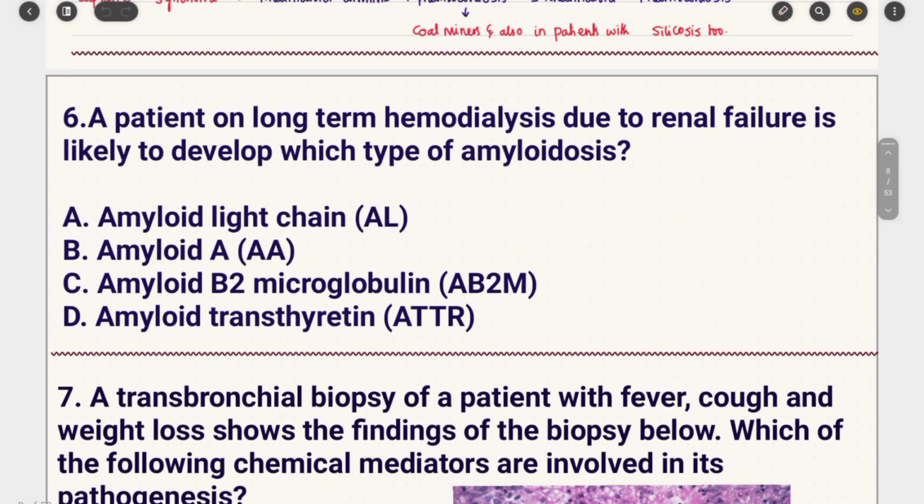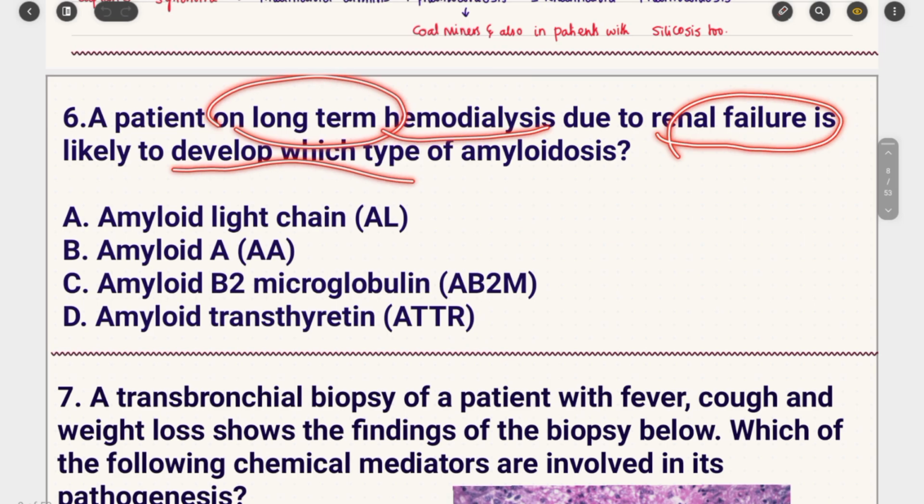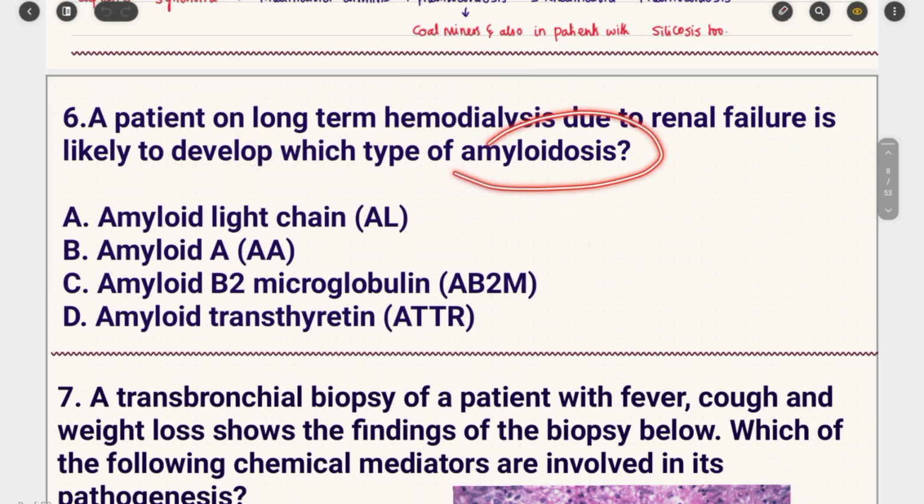Patient on a long-term hemodialysis due to the renal failure is likely to develop which type of amyloidosis? Amyloidosis question is very important. Here there is a mnemonic. Can't tell this is a mnemonic, but the thing you have to remember is how many kidneys you have.